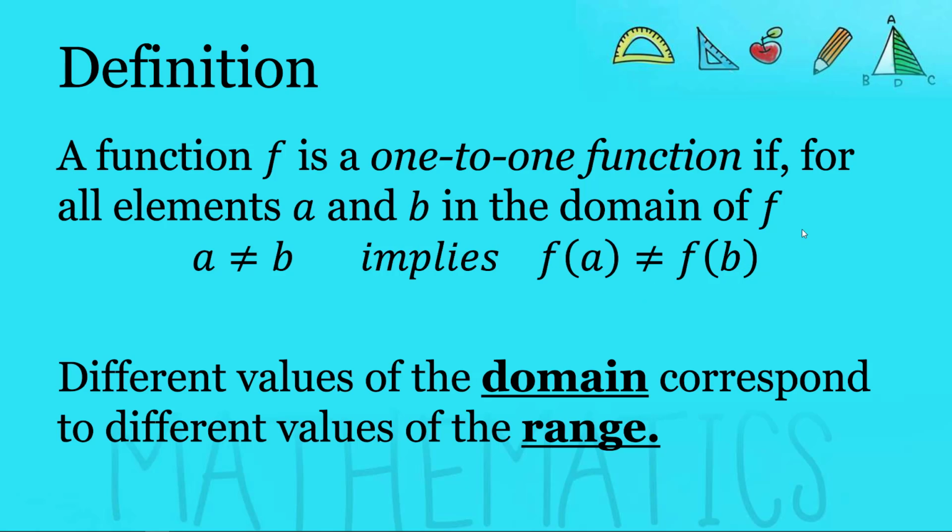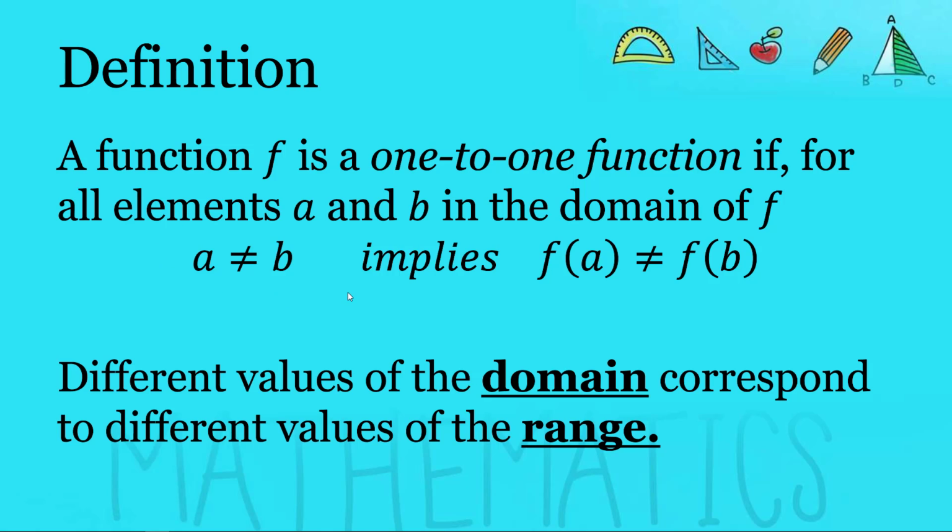then that implies that f of a is not equal to f of b. Now, typically, when we try to show that a function is one-to-one, we evaluate that function against this definition. If it passes, then it is one-to-one, and if it doesn't pass, then it's not one-to-one. However, this definition is very, very difficult to prove.